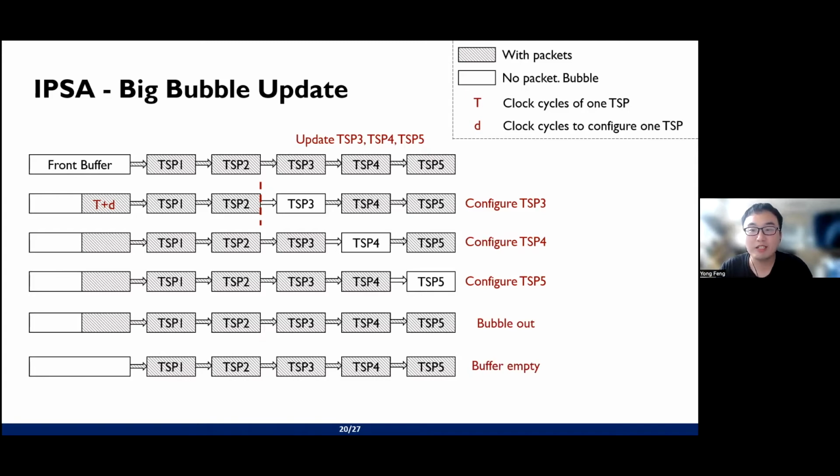The buffer needed for updating is less than 1% of the switch buffer memory. With big bubble update, we can ensure that any packet is processed either by the complete new configuration or the complete original configuration. So the updating consistency is guaranteed along with the updating process.